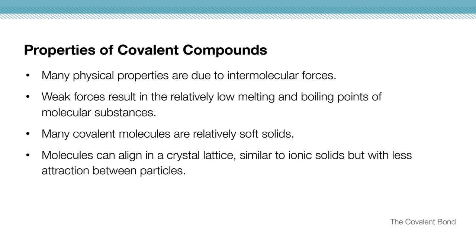All right, and we're going to stop with a couple properties of covalent compounds. So they have weak forces, so they have low melting points, low boiling points. They can be solids. They can also have the lattice that we saw in the metallic and the ionic compounds. They're going to be a lot softer. And there's less attraction between different molecules. So within a molecule, they can be strong, but between one molecule or the other, it's weaker.